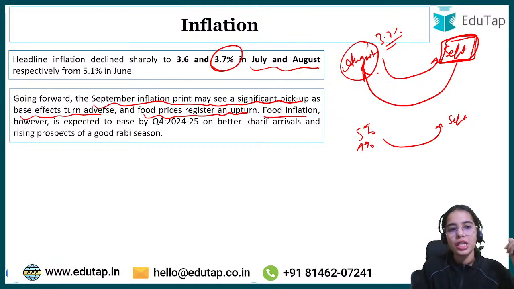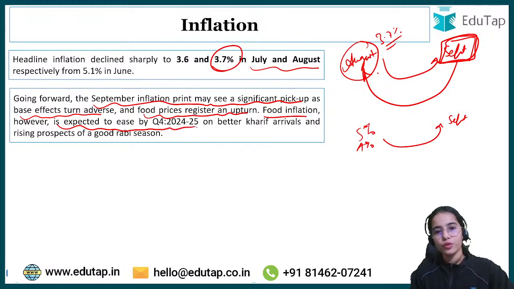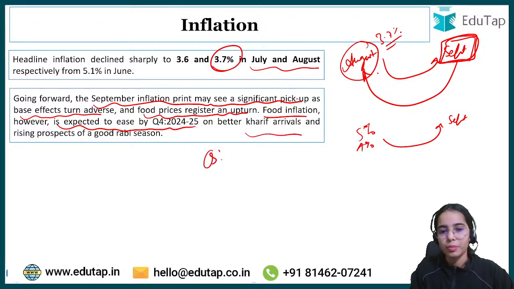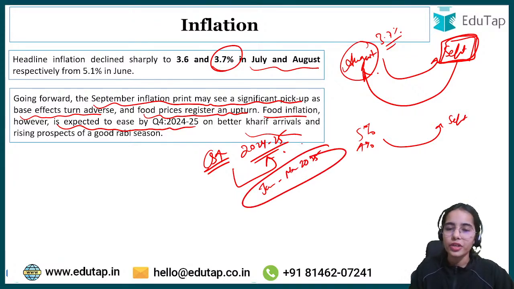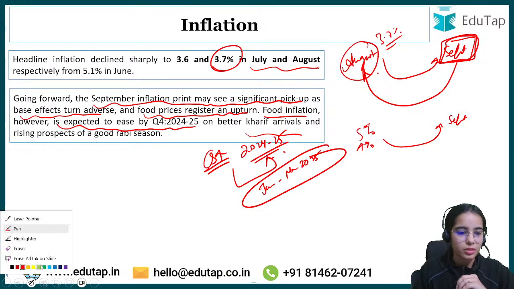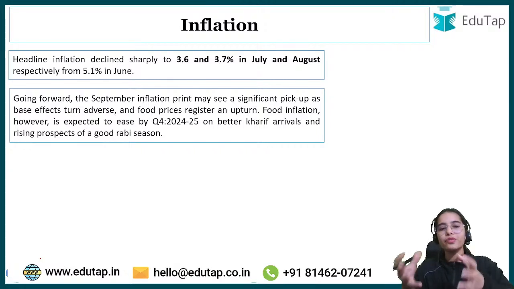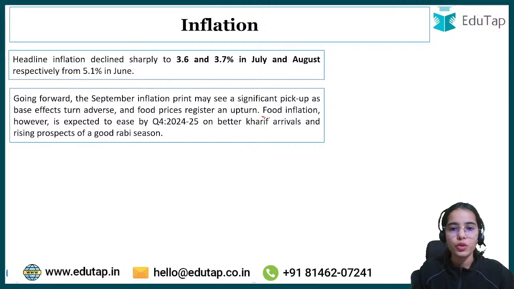The food inflation, however, is expected to ease by quarter 4 on better Kharif arrivals. By quarter 4 of 2024-25, that is the last quarter, from January to March 2025, the Kharif arrivals will happen. The food inflation will be controlled or is expected to ease. So food inflation is expected to decrease by quarter 4 of 2024-25 on better Kharif arrivals, as the Kharif crops will be reaped, and rising prospects of a good Rabi season.